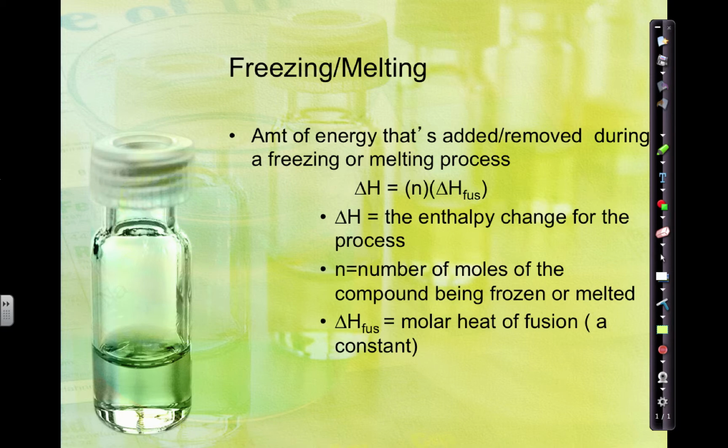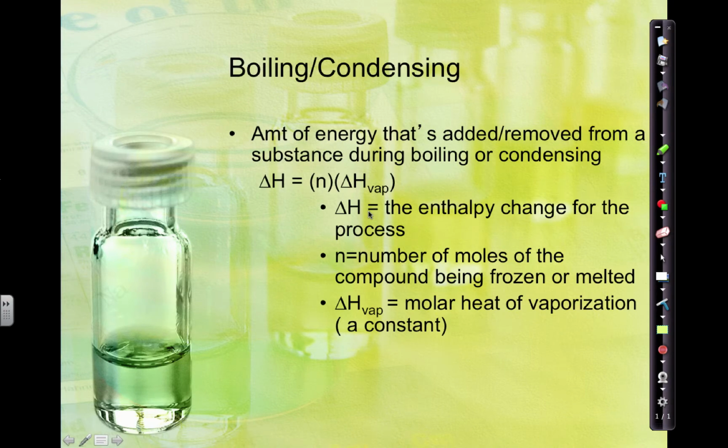So if you're melting a substance, you're putting energy into the system, which means that delta H would be positive. If you are freezing something, then you're actually removing energy from those molecules as they come closer and closer together, so the delta H of fusion would be negative. Now, this is a value that they would have to give you. So if you freeze or melt something, you would use this equation to find the heat energy that's involved in that process.